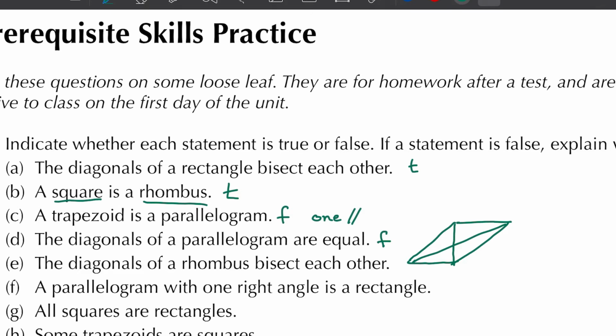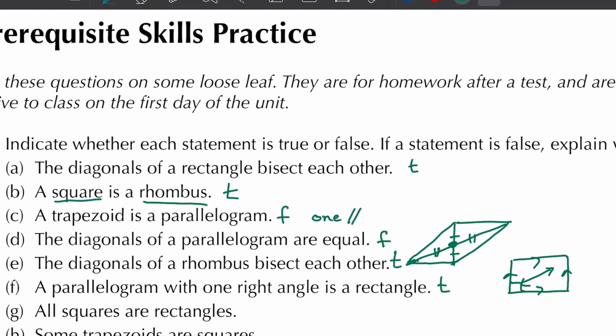Letter E, the diagonals of a rhombus bisect each other. So this is pretty close to a rhombus. Did these guys get cut in half? Well, if you drew it more precisely, a precise line, this would be true. Letter F, a parallelogram with one right angle is a rectangle. And that is true. If we have one right angle, they all will have to be right angles for it to be a parallelogram, because opposite angles are equal in parallelograms.